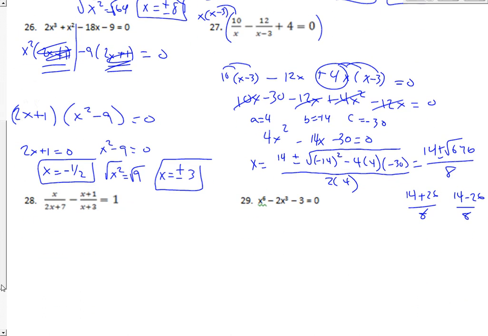which will get me 40 over 8, which is 5. 14 minus 26 is negative 12. Negative 12 over 8 is negative 3/2. So those are my two answers for number 27. If I go back to make sure that both of them will work, 5 is going to be fine. Negative 3/2 is not going to cause a 0 in the denominator, so everything's good.